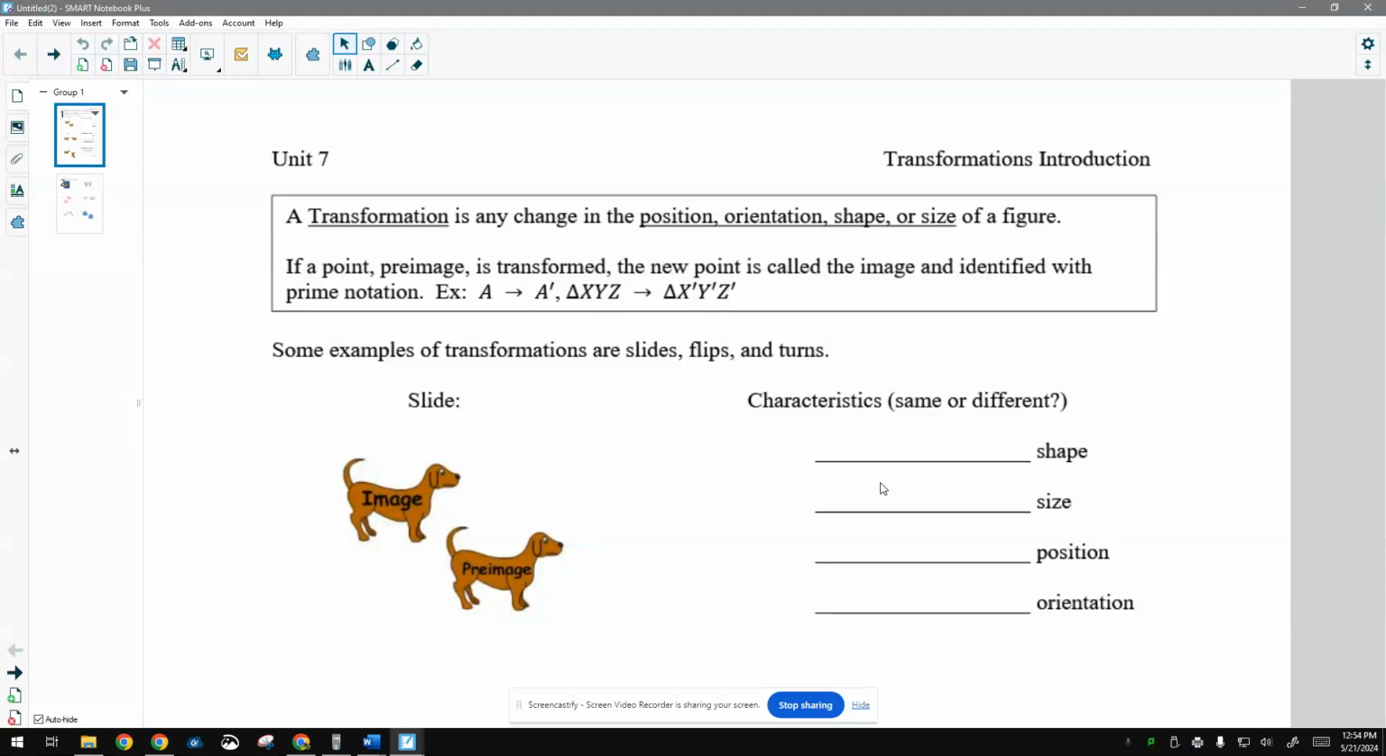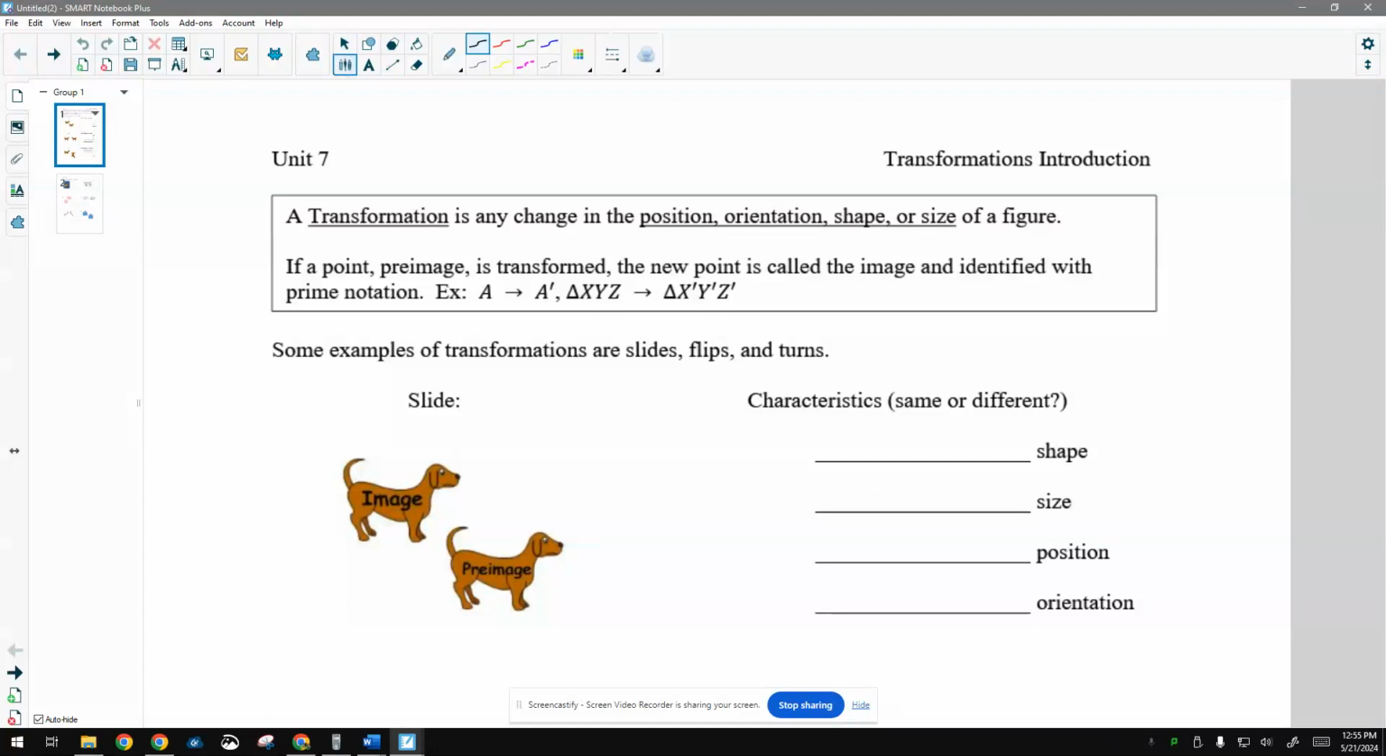Transformation. Transformers. The Transformers. What do the Transformers do? They transform. You try to tell me without using the word. Oh, they change. Transformers change from robots into cars or vehicles in general. Transform is a change. So just like in the movie, it's the same in math. A transformation is a change.